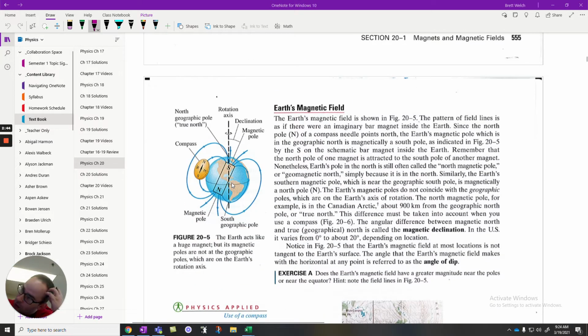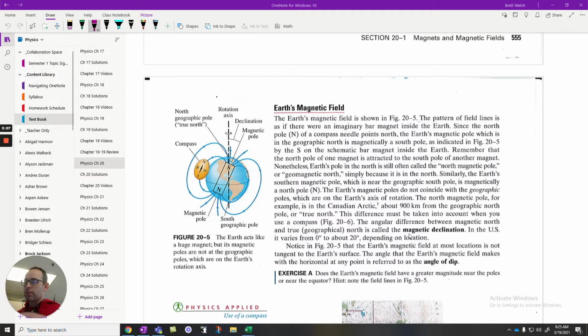We have a north pole that we think of as our rotational north, but we also have a magnetic north pole that is slightly off, and it oscillates over time. It varies from 0 to 20 degrees, depending on how far we are from the pole. We can have different magnetic declination, is what it's called.